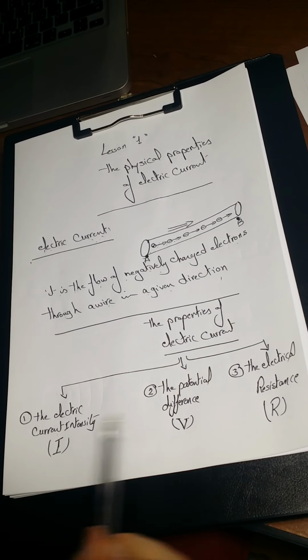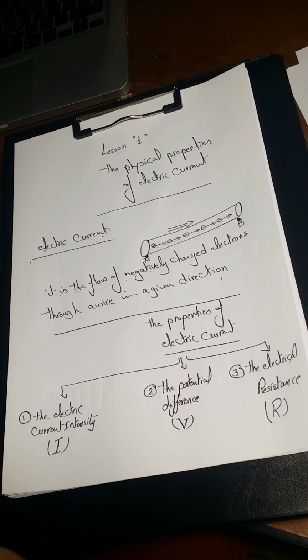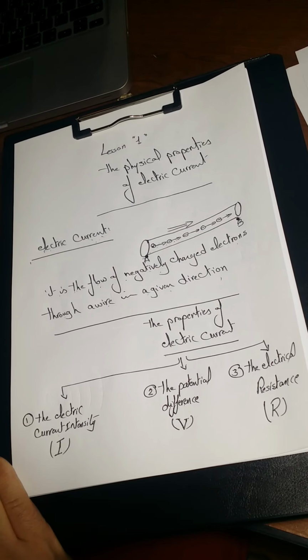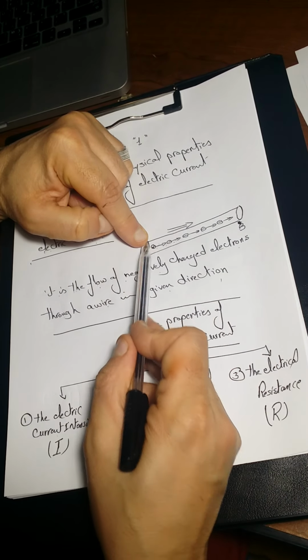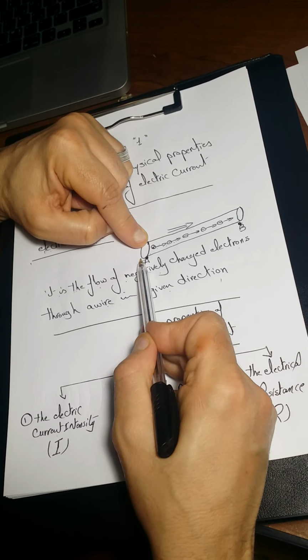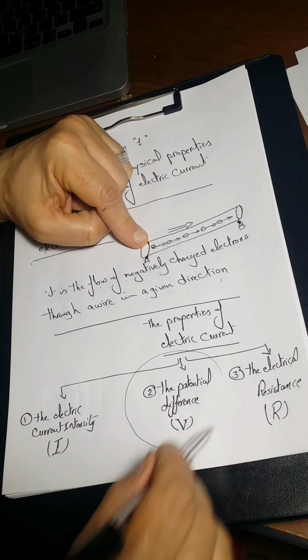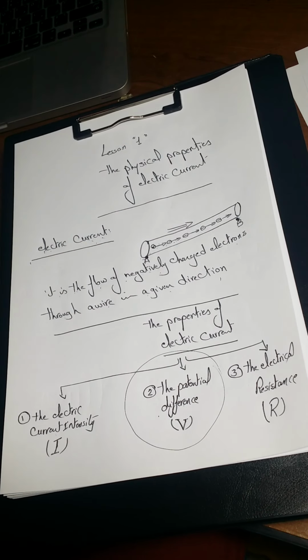And we are going to study each one of those properties in detail. But to answer this question, why the electrons are flowing from A to B, not from B to A, we have to start with this property, which is the potential difference.